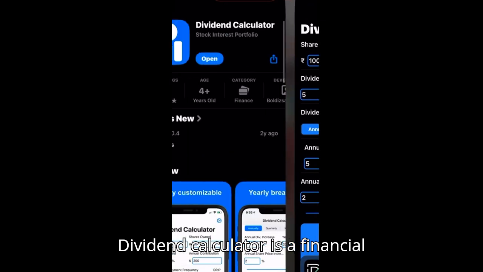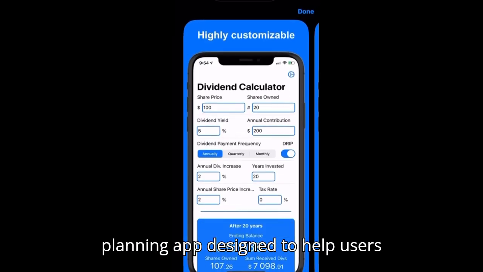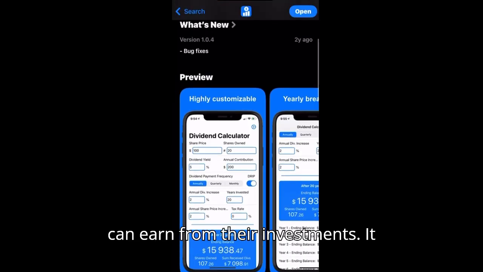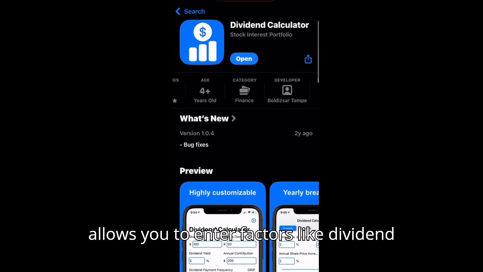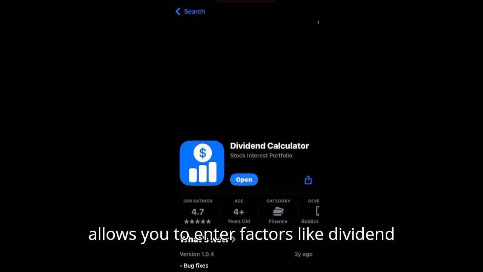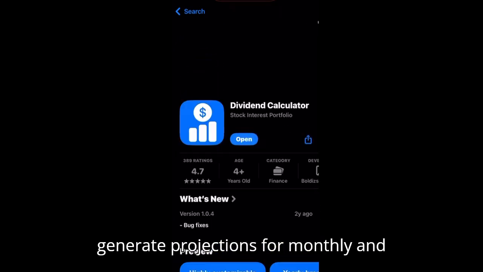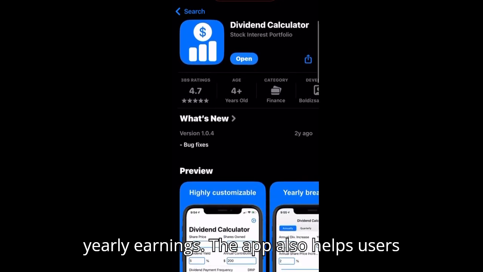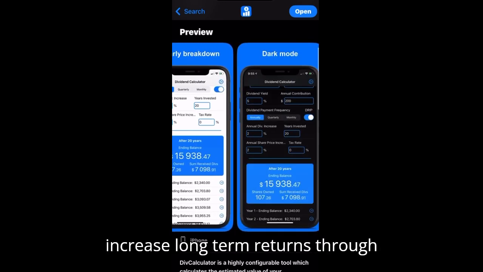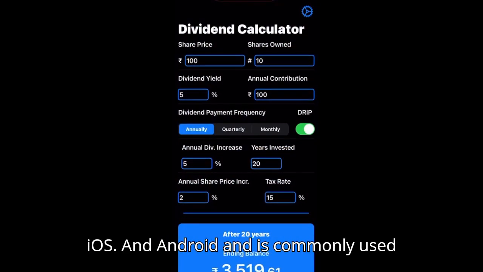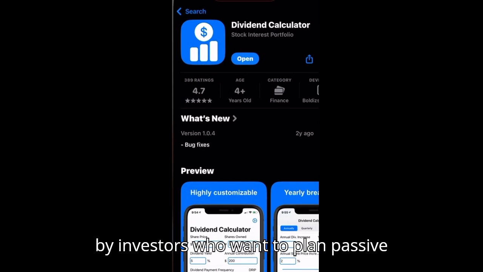Dividend Calculator is a financial planning app designed to help users estimate how much dividend income they can earn from their investments. It allows you to enter factors like dividend yield, investment amount, payout frequency, and expected growth rates to generate projections for monthly and yearly earnings. The app also helps users visualize how reinvesting dividends can increase long-term returns through compound growth. It's available on both iOS and Android and is commonly used by investors who want to plan passive income strategies.